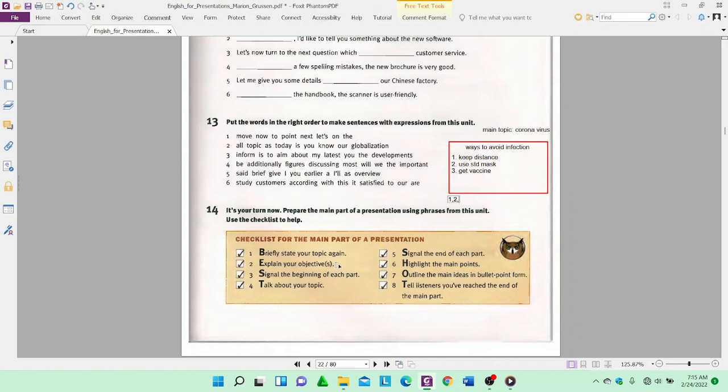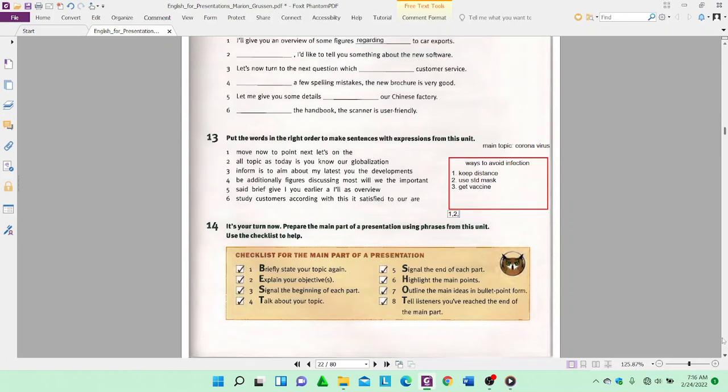Lalu yang ketiga, signal the beginning of each point. Right. Let's talk about the first point, which is keep distance, ya kan? Atau kita juga bisa menggunakan signal the beginning of each part, itu kan banyak tadi contohnya. Misal, bisa untuk yang pertama, let's move on to the first point, ya kan? Keep distance, okay?